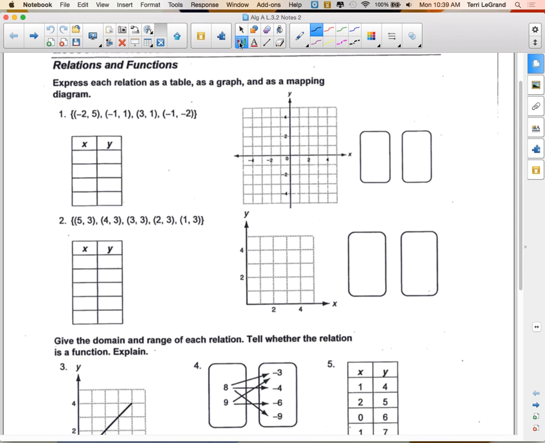What's domain again? I asked you to find the domain of a relation. What is the domain? Go ahead, Blake. It's the x values from the ordered pairs, because remember a relation is a set of ordered pairs. So the x values make up the domain. What makes up the range then? Talia? The y values. Okay, so the y values of the ordered pairs make up the range.